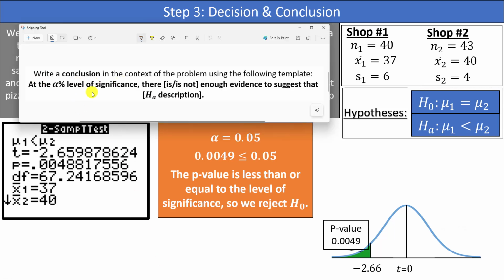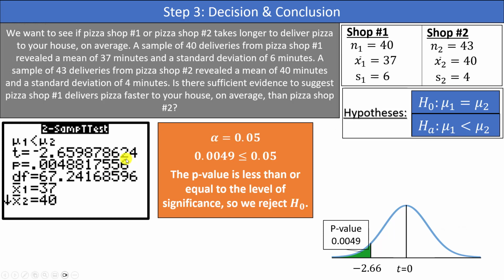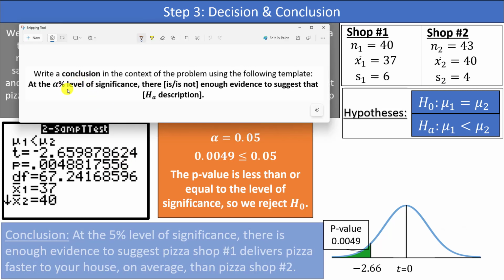So here I have the general template for that. At the alpha percent level of significance, in this case, the 5% level of significance, there either is or is not enough evidence. We're going to say that there is enough evidence since we rejected the null hypothesis, right? So we say there is enough evidence to suggest, and then we're going to describe our alternative hypothesis. Our alternative hypothesis is that the first mean is smaller than the second, so that's what I'm stating here. Pizza Shop 1 is delivering pizza faster to your house on average than Pizza Shop number 2. And really, that's all there is to this type of problem.